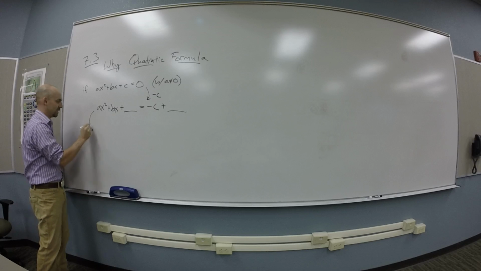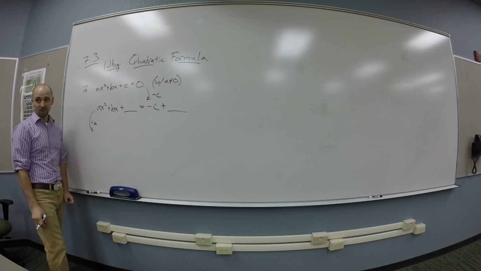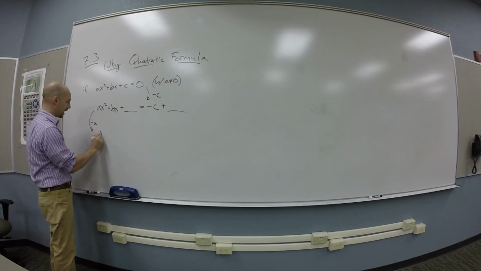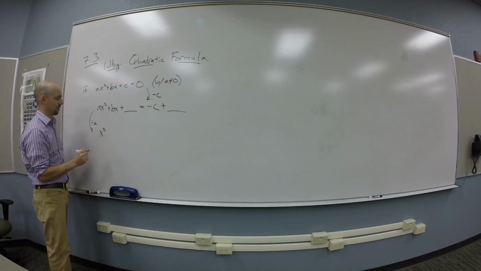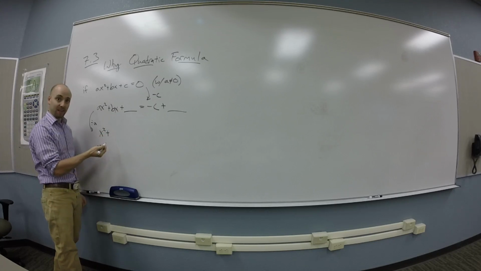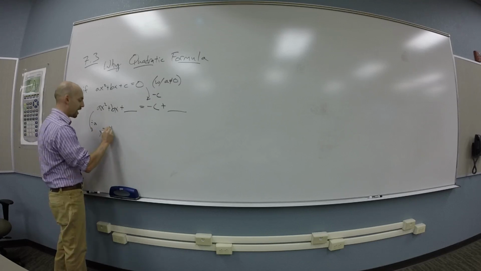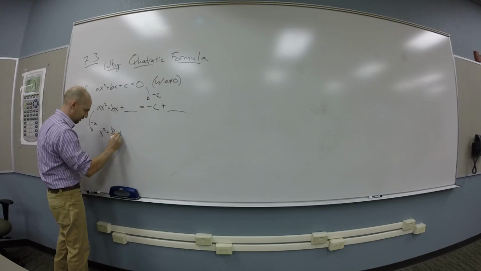Everything. Does that seem horrible? Yeah, it kind of is horrible. So what do I get? I get x squared plus bx over a, and I'm going to write this a funny way. This should be bx over a, right? I'm going to write it as b over a times x.